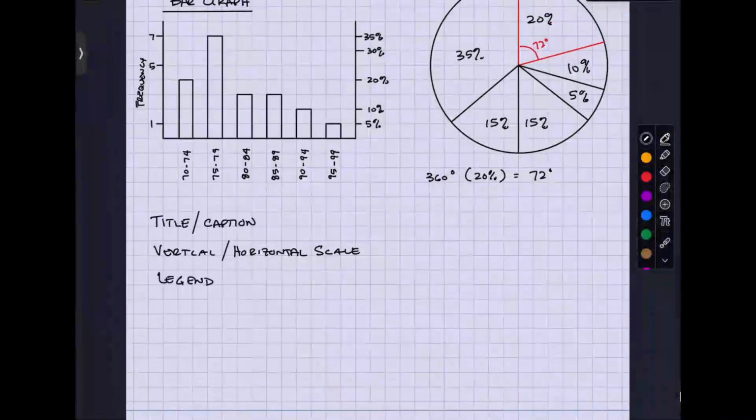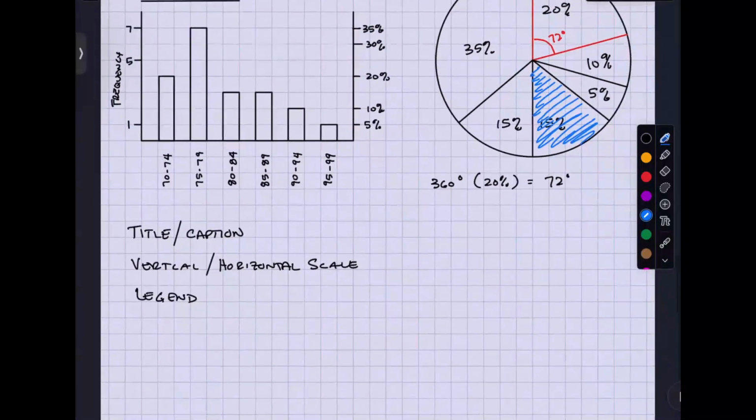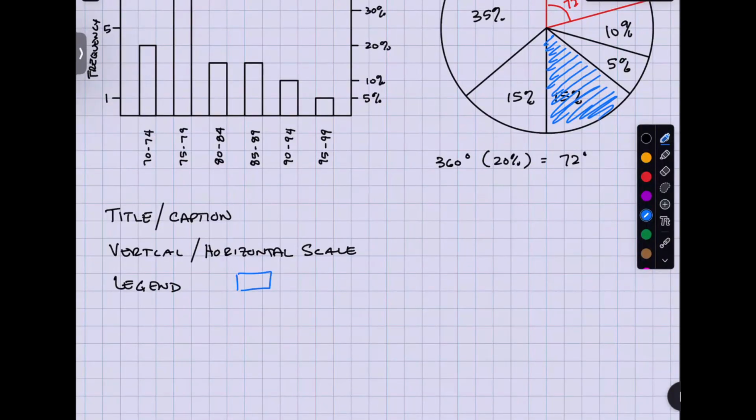So it might be something like this where we go, so we might have a legend. That blue equals everybody at 90 to 94 or whatever, 85 to 89%. Oh, 15%, yeah. Right? So that's what a legend is. It's something to tell you what it is.